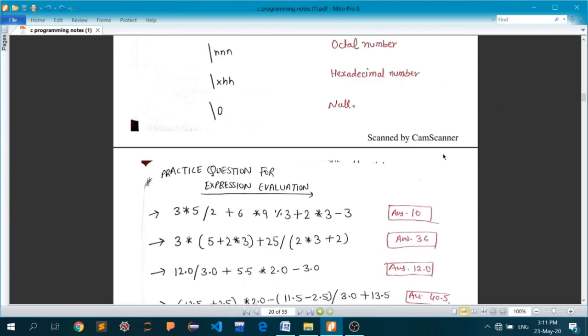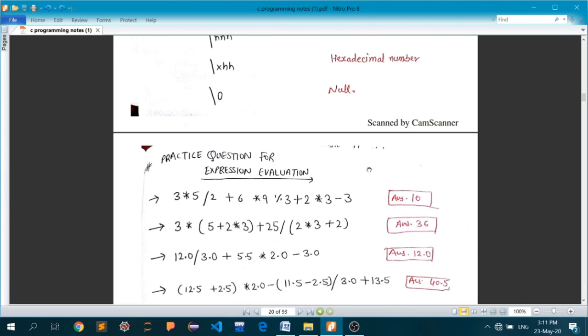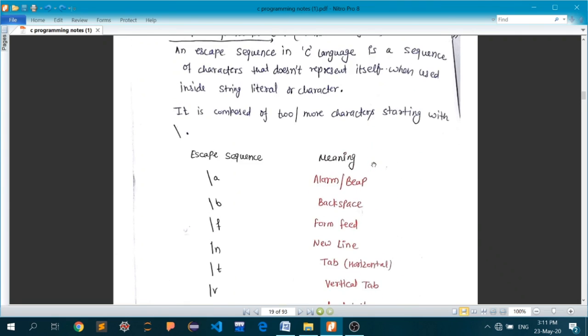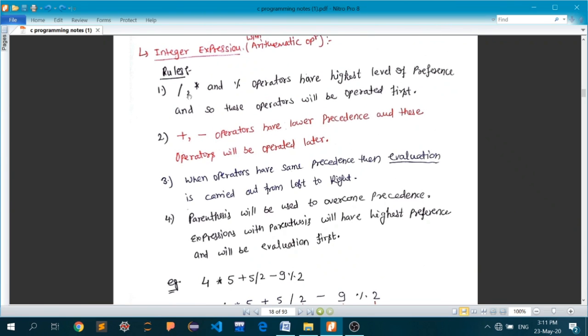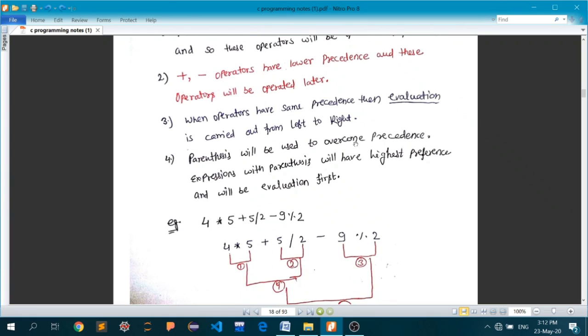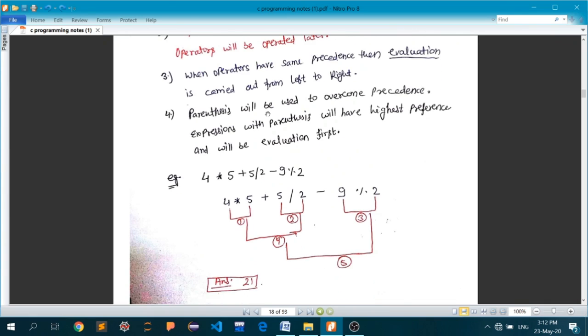Okay. First, let's look at this. The first line tells us that integer division, multiplication, and remainder operators have the highest level of precedence. So these operators will be operated first, and so on according to the list. And when operators have the same precedence, evaluation is carried out from left to right. We have already talked about that. And parentheses will be used to override the precedence.